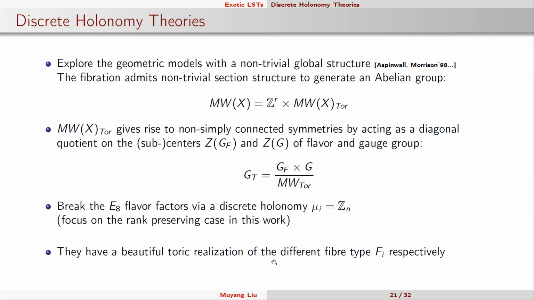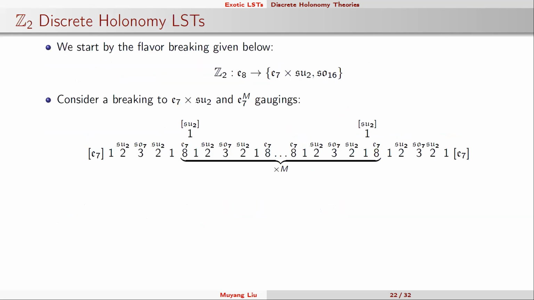So this torsion part also has beautiful toric realizations because it is reflected by the different fiber types F_i respectively. So let's take one example. This is the T2 discrete holonomy little string series, which has two possible breakings. And we consider breaking to E7 cross SU(2), and they are probing M copies of E7 gauge theories, such as the generalized quiver.